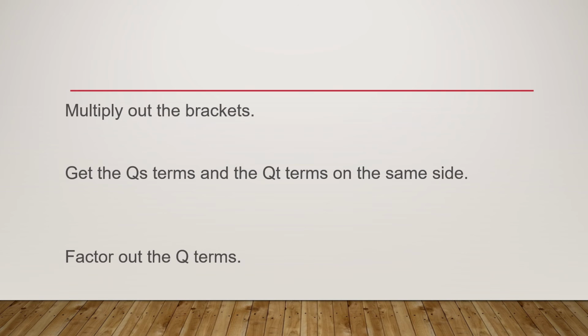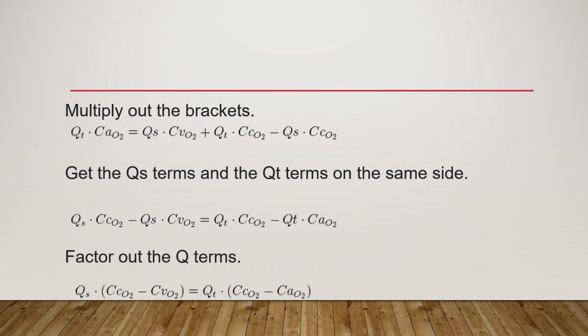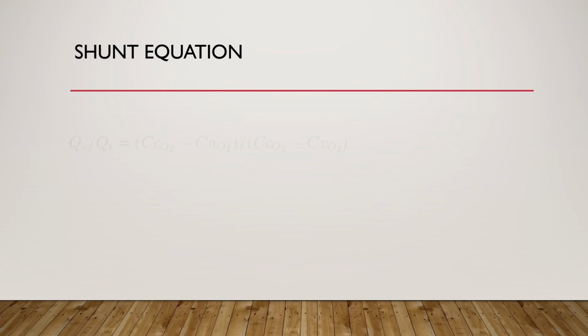Then we do some fancy maths, multiply some brackets, get the terms on the same side, and then remove the blood flow, and we end up with the shunt equation. So the shunted fraction is equal to the difference between capillary and arterial oxygenation over the difference between capillary and venous oxygenation. Nice and easy, isn't it?